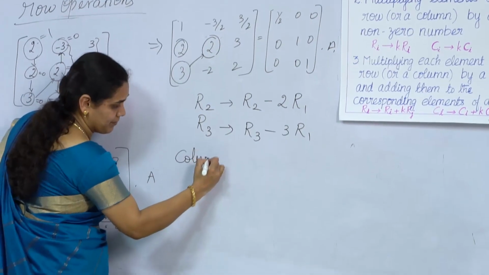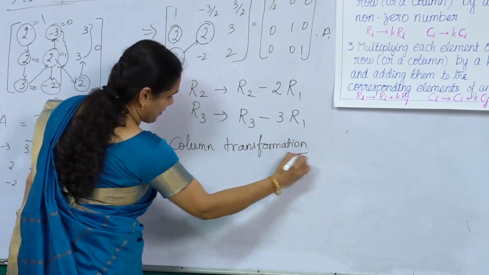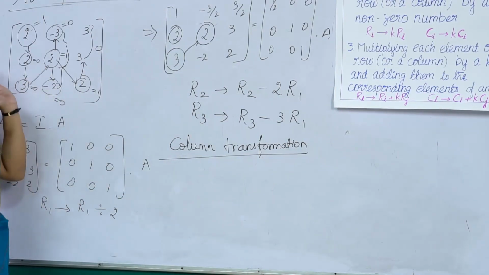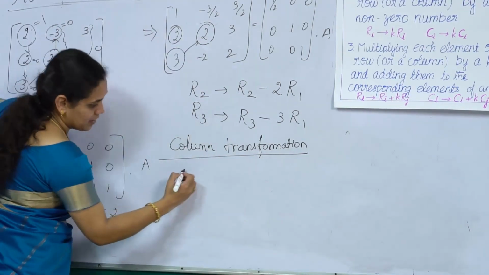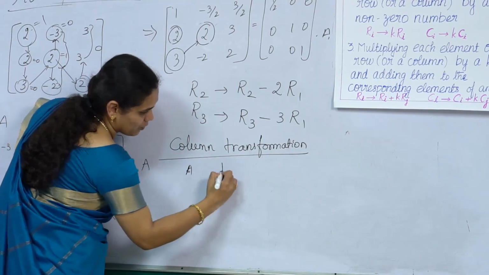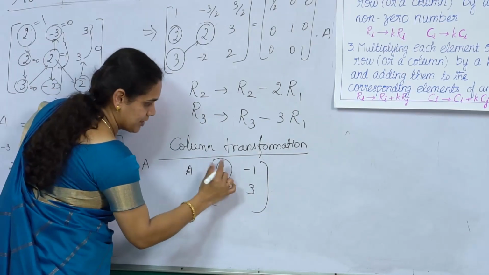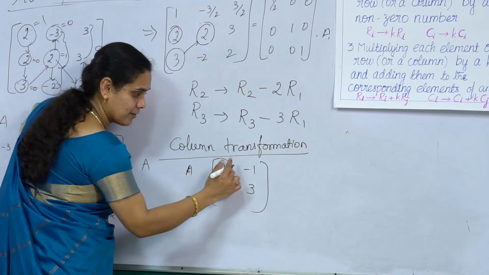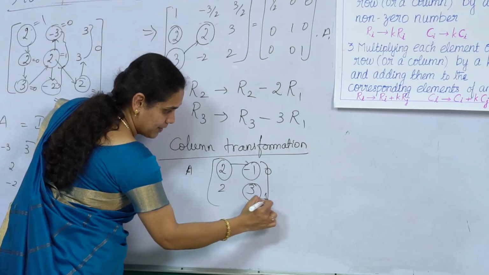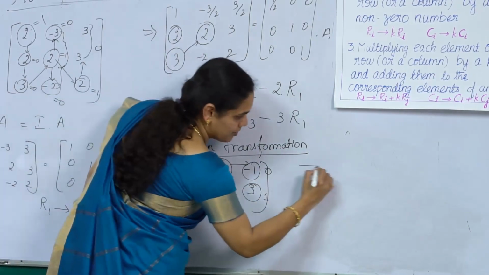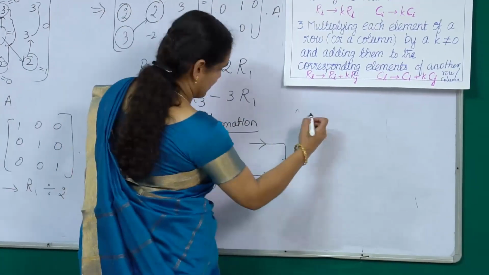Then column transformation. Column transformation is, as I told you already, in row transformation you have to use only the row operations. In column transformation you must use only the column operations. So if it is a 2 by 2 matrix, 1 minus 1 2 3, we convert this to 1 first. Let me take another number 2. Change this to 1 and then go here and make this to 0 and this to 1, then you convert this to 0. So in column transformation we go in this pattern. Then we get the answer.